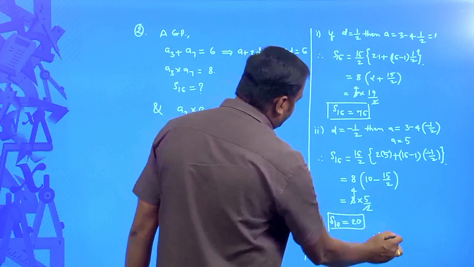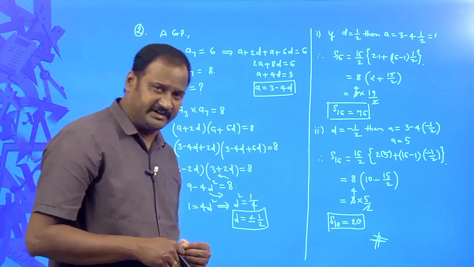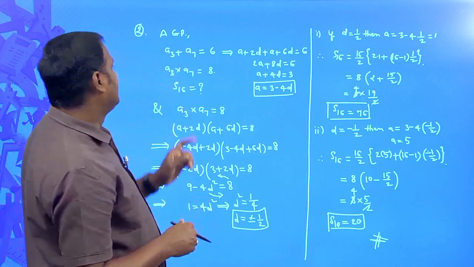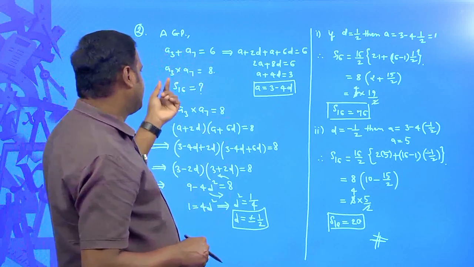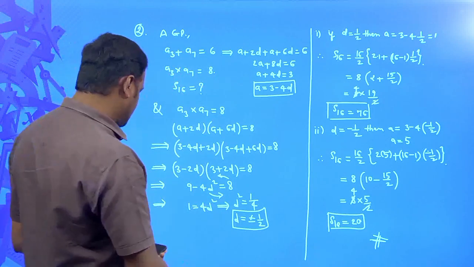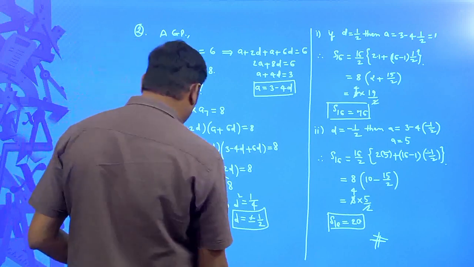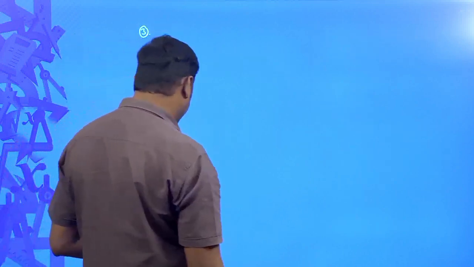So, this way we can easily figure out the sum of first 16 terms of an arithmetic progression when the third term plus seventh term is given as 6, as well as their product is given as 8. So, hope you understand. This is the way of answering the problem. Coming to the third problem, it is the third problem of our optional exercise 5.4.